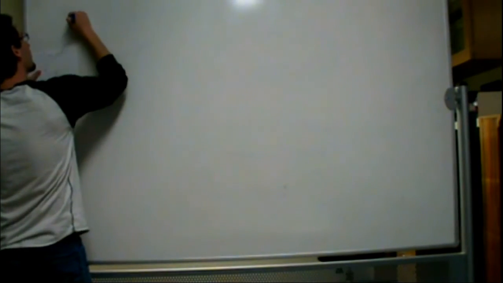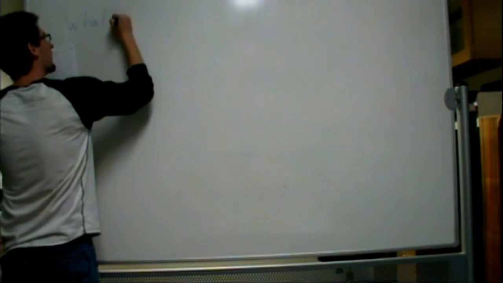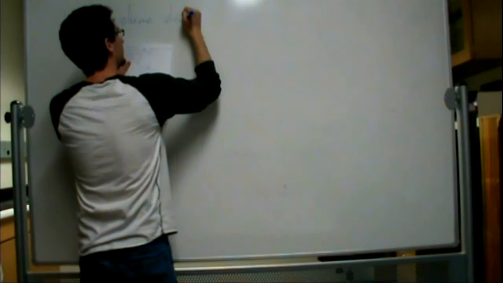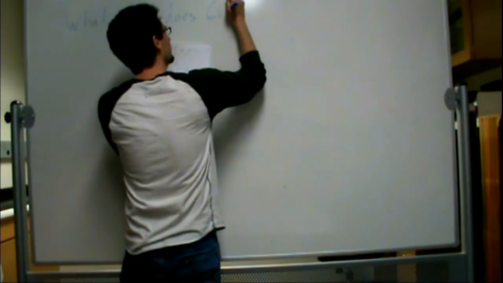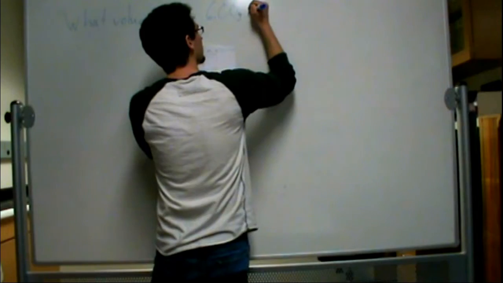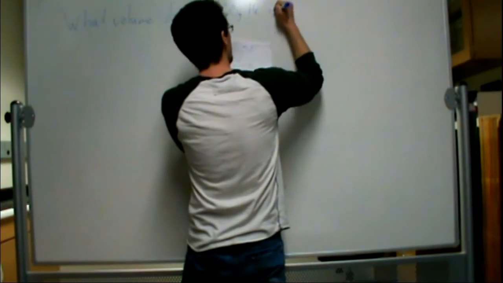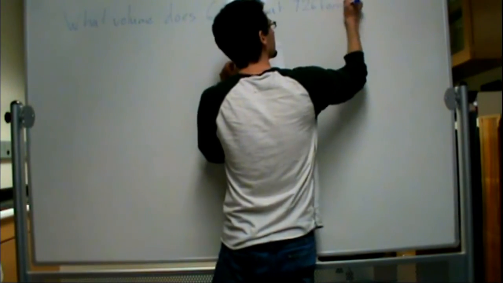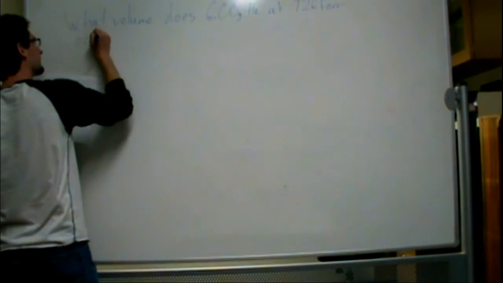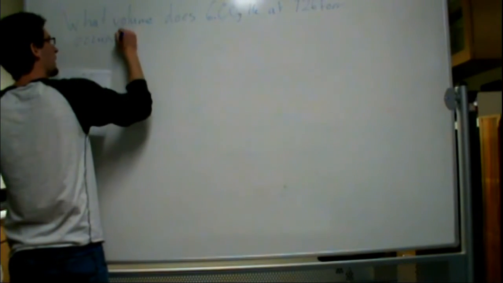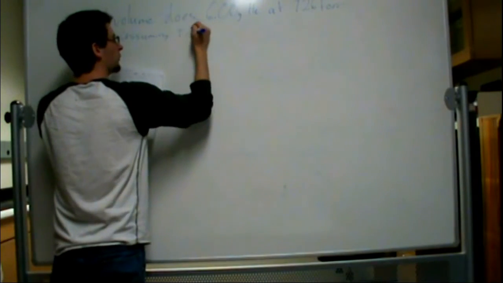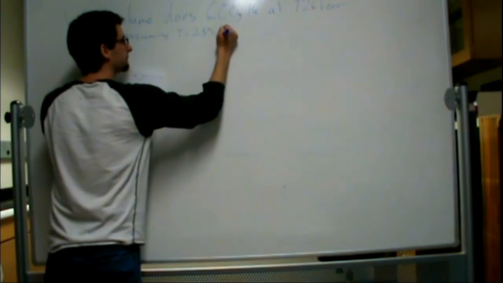So our example question will be, what volume does 6.00 grams of helium at 726 torr occupy, assuming T is equal to 25 degrees C?